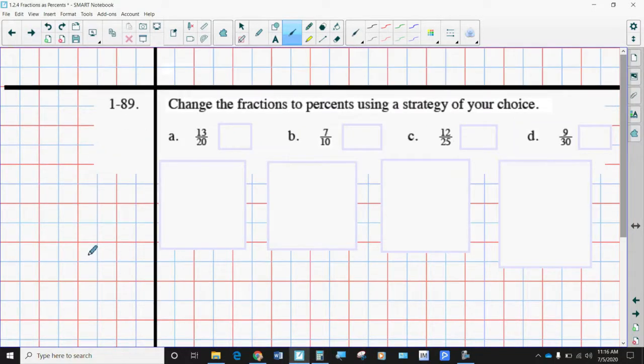All right, so get to work. Copy down these 4 fractions, and your task is to convert them into percents, and you can use any strategy that you like. Come back when you're ready. Show as much work as you possibly can. Make sure when you are showing your work that you are proving that your answer is correct.